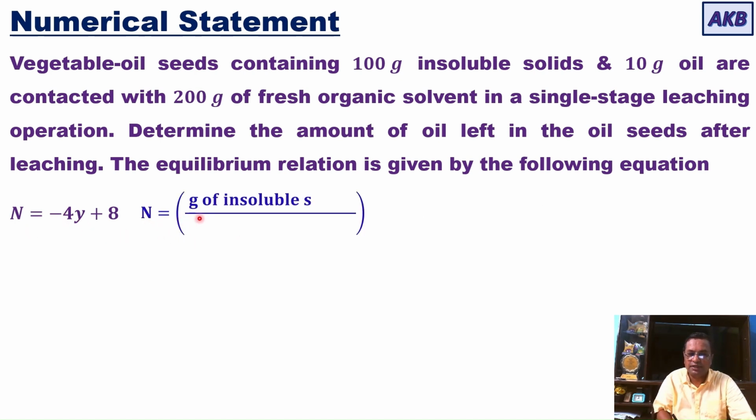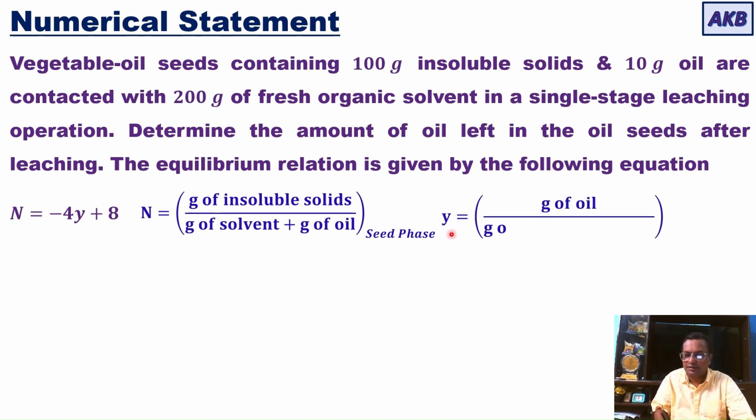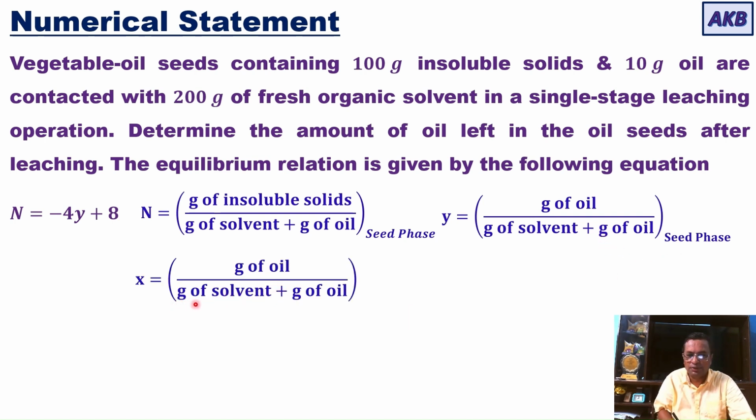In this case, capital N is gram of insoluble solids per gram of solvent plus gram of oil in the seed phase. Small y is gram of oil per gram of solvent plus gram of oil in the seed phase, and x is gram of oil per gram of solvent plus gram of oil in the solvent phase. So you have an equilibrium relationship that relates capital N to small y, and capital N, small y and small x are defined in this way.